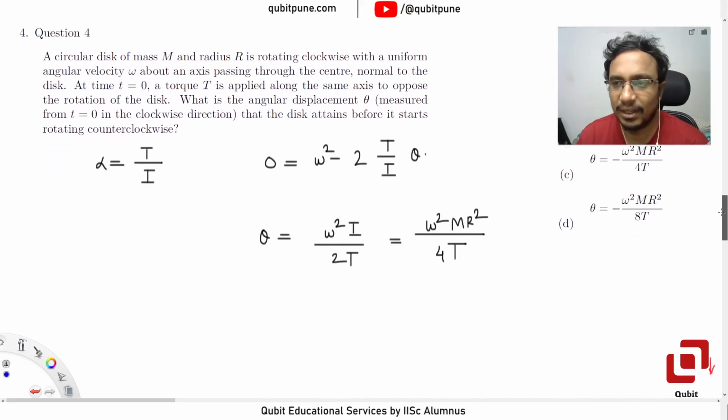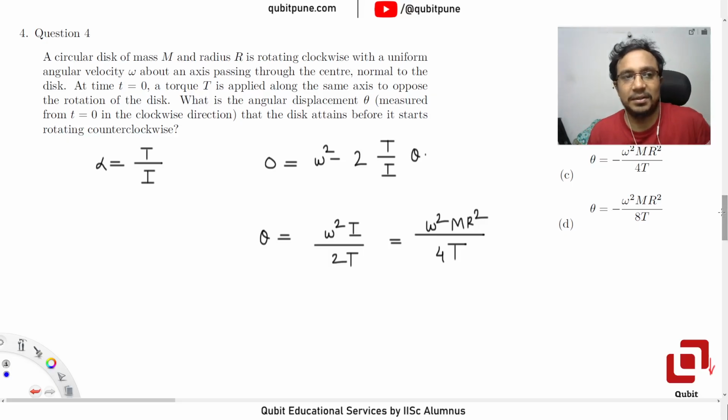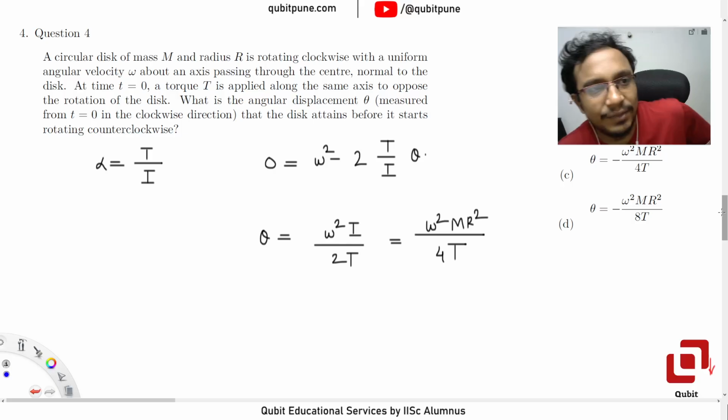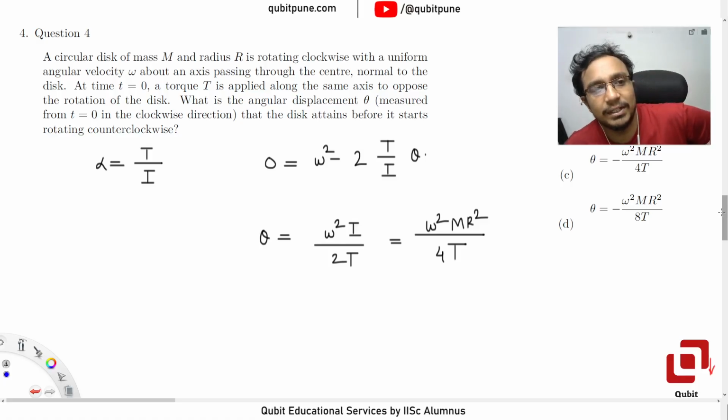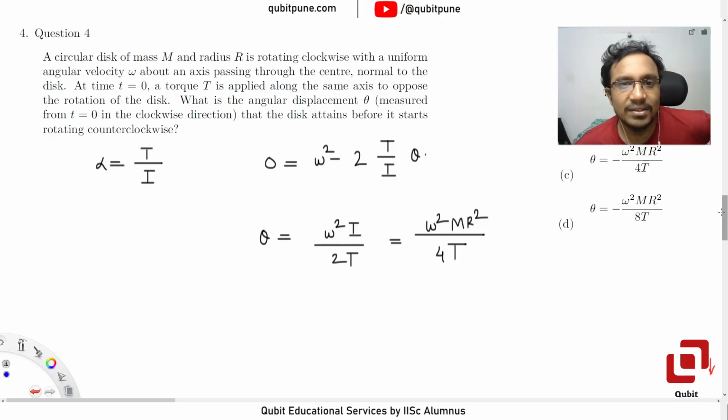Question 4. I found this also a lot easier, but we are not familiar with v equal to u plus at equations for rotational motion, but this problem is exactly doing the same thing. A circular disk of mass m and radius r is rotating clockwise with a uniform angular velocity omega about an axis passing through the center normal to the disk. At time t equal to 0, torque t is applied along the same axis to oppose the rotation of the disk. What is the angular displacement theta measured from t equal to 0 in the clockwise direction that the disk attains before it starts rotating counterclockwise?